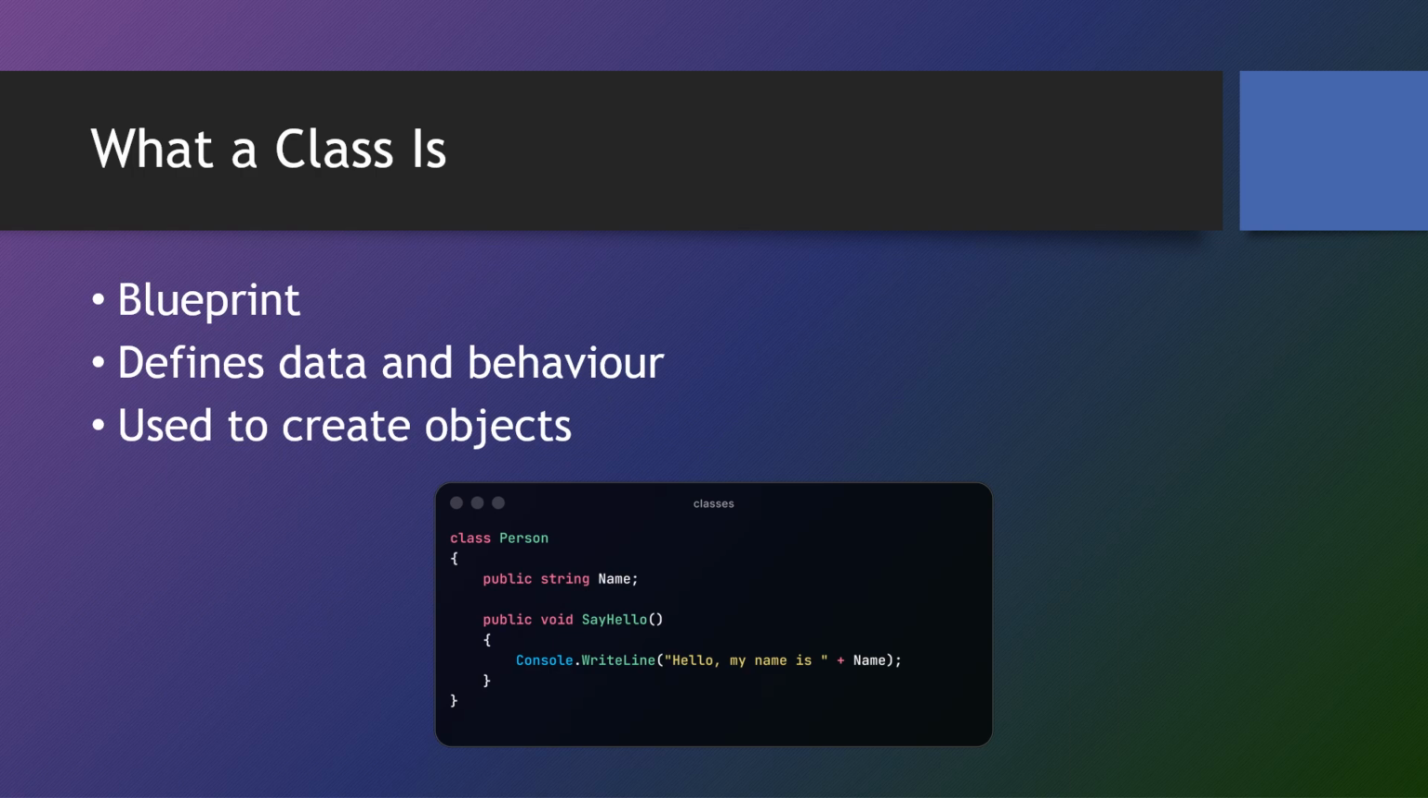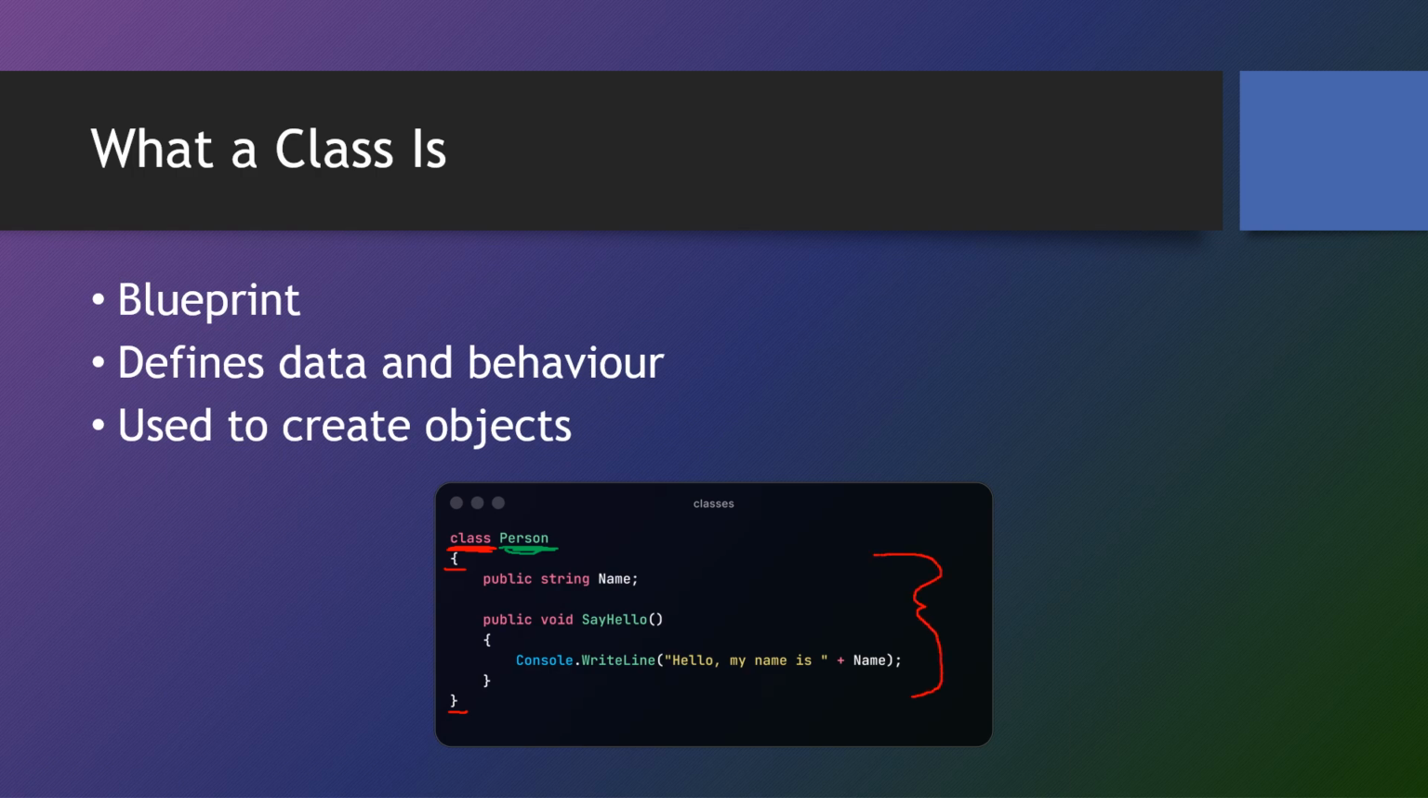Breaking down a simple class. Let's look at a basic class example. At the top, you see the class keyword. This tells C# you're defining a new class. Next is the class name, which should describe what the class represents. Inside the curly braces is everything that belongs to the class. Nothing here runs automatically. It only runs when used.